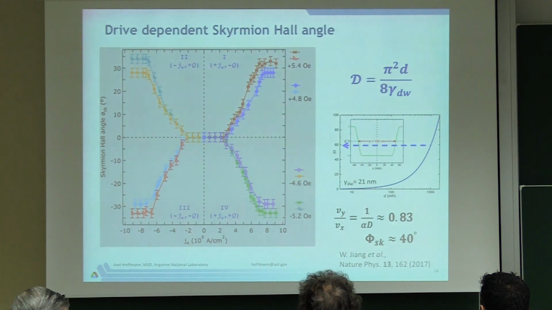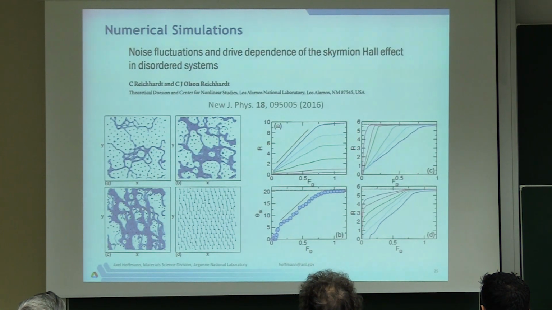And if you have friends in theory, they can also calculate these kinds of things and see similar things. So Charles and Cynthia Olson Reichhardt in Los Alamos did a simple calculation where they assume skyrmions as particles, and they put some random pinning in there, and they also see that this transverse motion gradually turns on, and when the driving force exceeds the pinning force, you get this result that you expect from no pinning at all. Now, as I said, this transverse motion may be somewhat of a nuisance, because if you drive your skyrmion through your sidewall, it's lost.